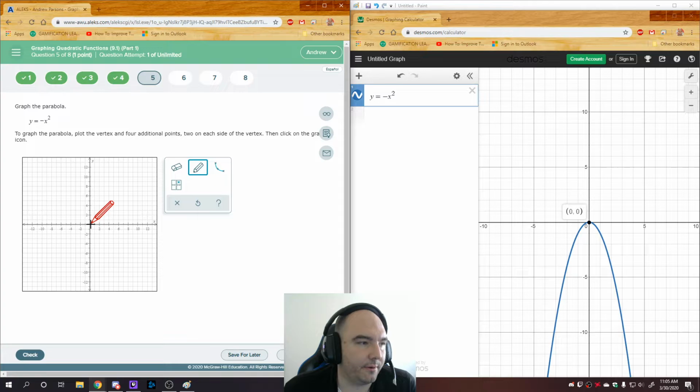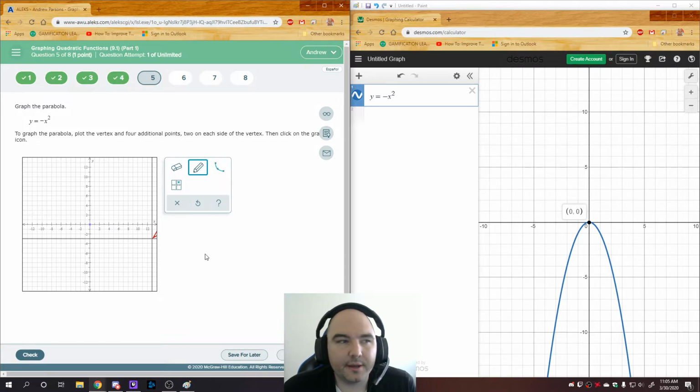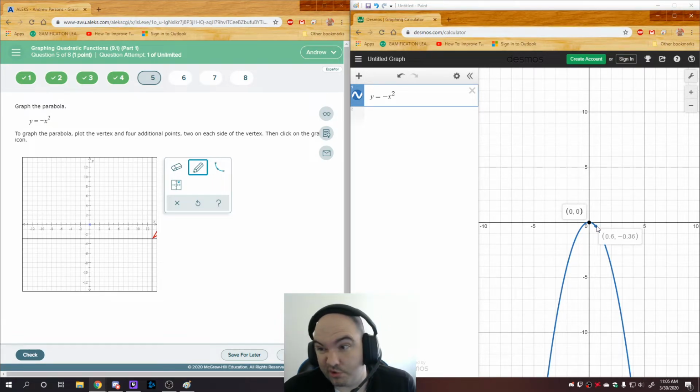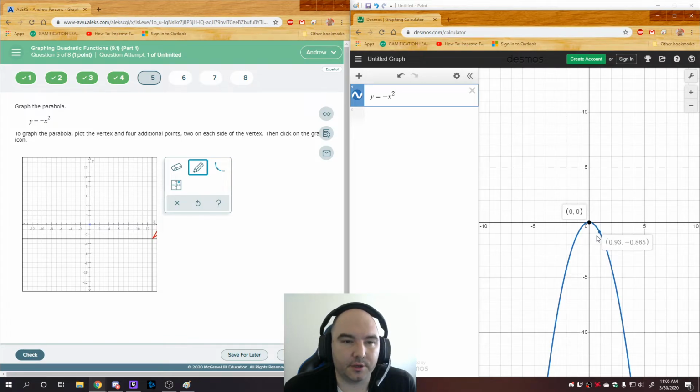That's going to be a point on here anyways. Might as well click it while I'm at it, right? Okay, and you need 4 additional points, 2 on each side of the vertex. So how do you make these appear? Well, this is the gross choice. Please don't do this. You can drag it and try and get some whole numbers. Yeah, there you go. -1, 1, -1, right?